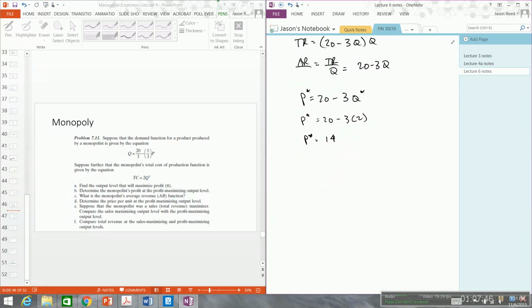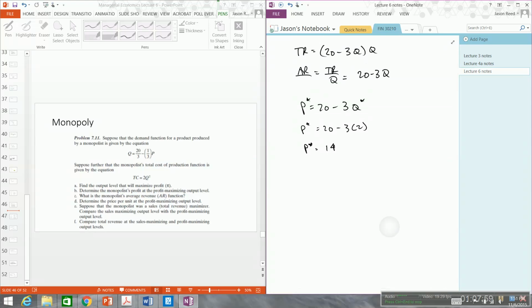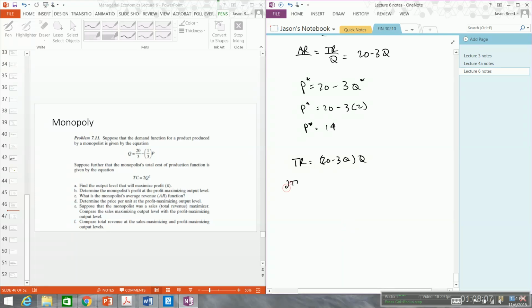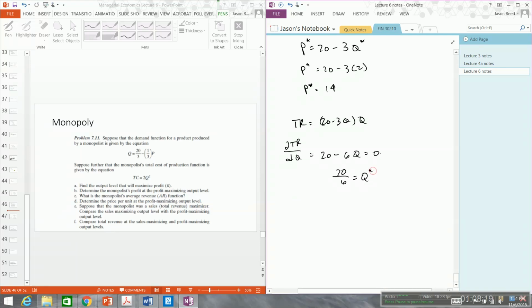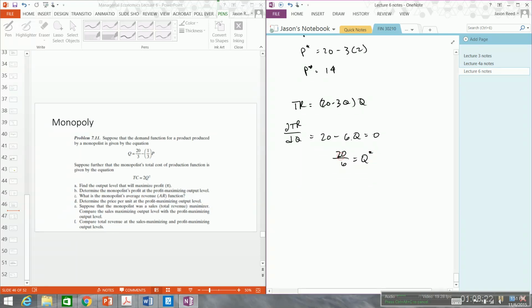So now part E says, suppose that the monopolist was a sales, so total revenue maximizer. Compare the sales maximizing output level with the profit maximizing output level. So if we're maximizing total revenue, total revenue is equal to 20 minus 3Q times Q. Now let's look at the first derivative with respect to Q, so that we have 20 minus 6Q equal to 0, so that we have 20/6 is equal to Q. And this is bigger than 2, what we found out before.